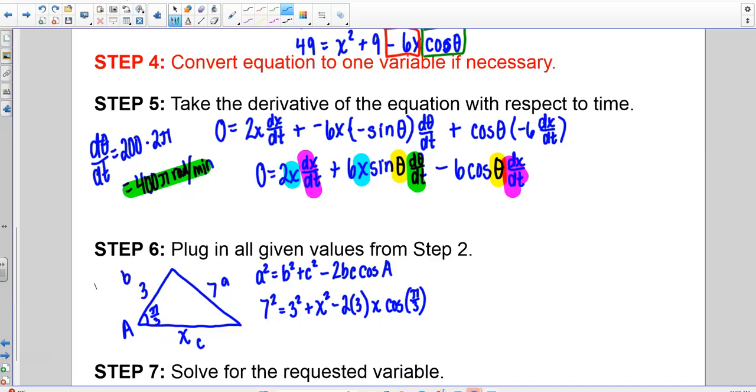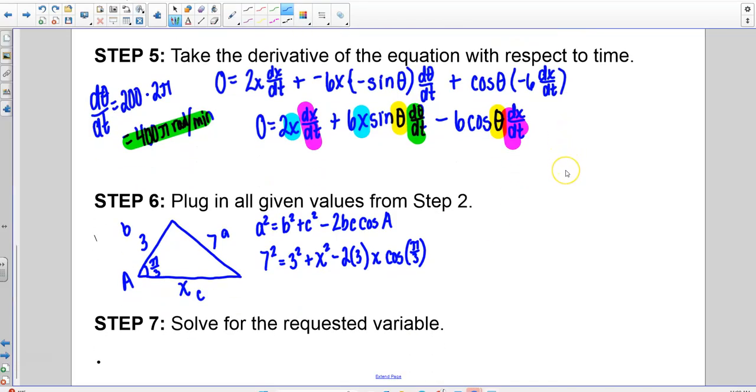Since you've never done a law of cosines problem, this is really like getting out of control. If you had done one before, it would still not be an easy problem, but it would be less confusing. So this is 49. This is 9. We got an x squared. We got 6x.